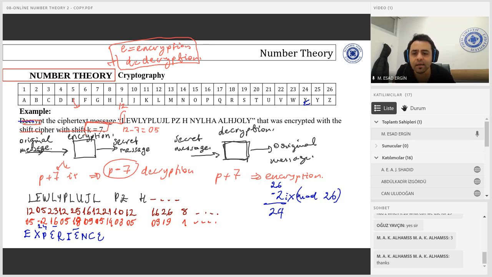9 is I, 19 is S. Experience is, which is 1, which is A. Experience is a something. What it is? You are going to just solve this one. Okay? This is too easy. That's why I'm going to just jump to other topics.